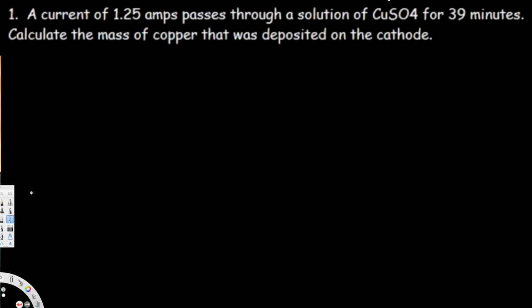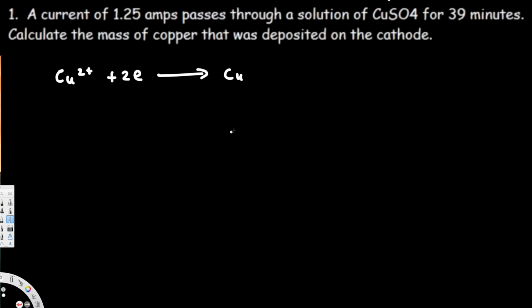Let's do this problem right here. This question is asking: a current of 1.25 ampere passes through a solution of CuSO4 for 39 minutes. Calculate the mass of copper that was deposited on the cathode. When copper is deposited on the cathode, the reaction is going to look like this: Cu2+ + 2e- gives us Cu. So this is the equation we are going to use.